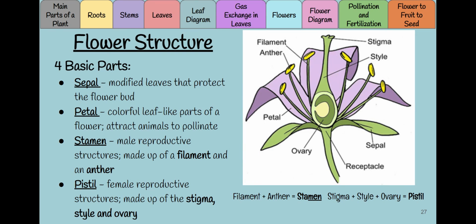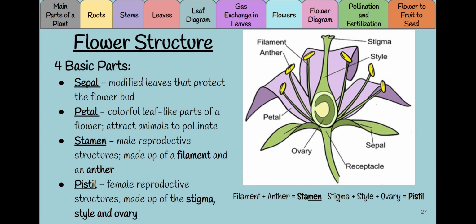So that brings us to flowers. Flowers have some basic parts. You have the sepal, which are modified leaves that protect the flower bud. There's the petal, colorful leaf-like parts of a flower that attract animals to pollinate. There's a stamen, which is the male reproductive structure, made up of a filament and an anther. And there's the pistil, the female reproductive structure made up of the stigma, style, and ovary.